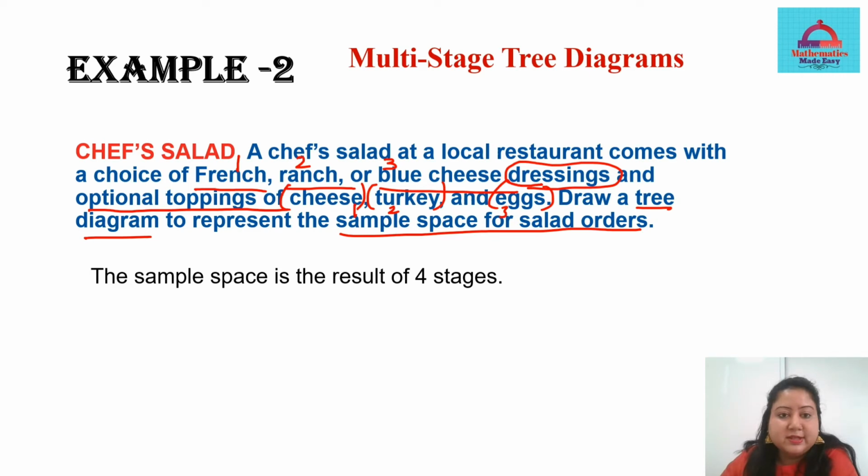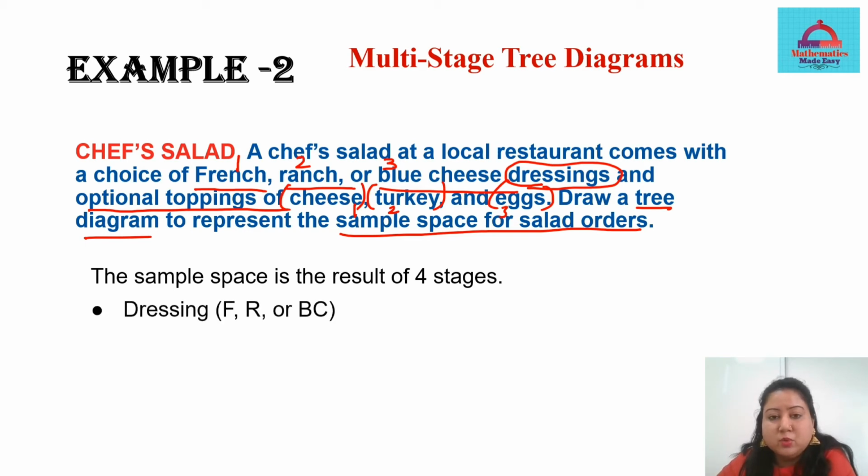So first stage, you can see you have the option of whether you want French or ranch or blue cheese. That is an option for the dressing. For the dressing, we've already numbered 1, 2, 3. There are 3 options, and just to avoid your tree diagram becoming long and messy, we are going to write just the initial. So capital F represents French, capital R represents ranch, and BC represents blue cheese. These capital letters we're going to use in our tree diagram.